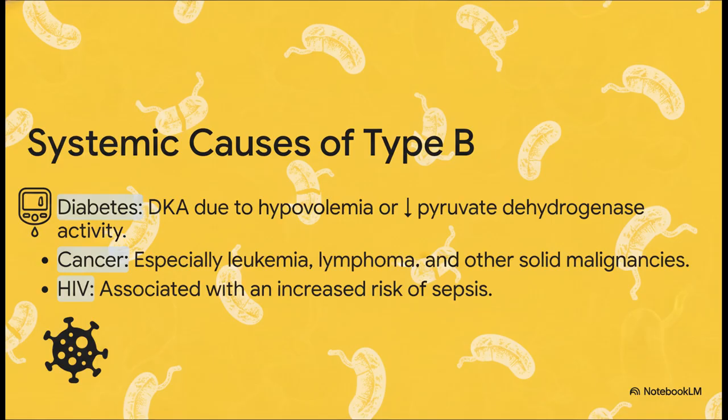Cancers, especially really aggressive ones like leukemia and lymphoma, can cause a pure type B acidosis. And with HIV, yeah, patients are at higher risk for sepsis, that's type A. But some of the medications themselves can directly poison the mitochondria, which is a pure type B problem.